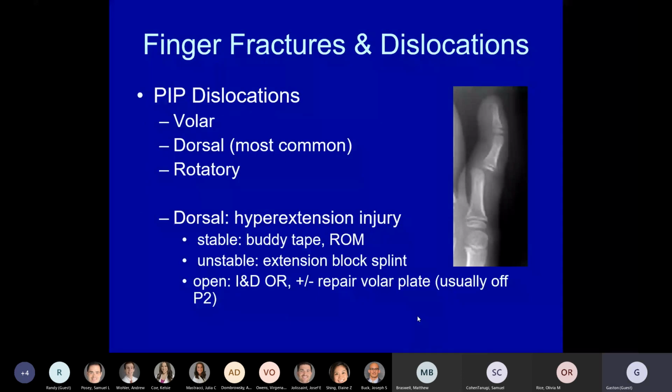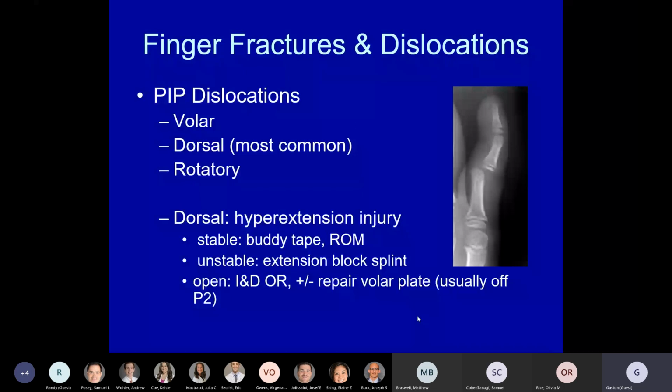All right, finger fractures or dislocations. PIP dislocations, I already told you, volar dislocations are uncommon, but what do they by definition have injury to? Central slip. Can result in boutonniere. Dorsal dislocations are the most common and just need a closed reduction. Rotatory dislocations have two planes that are involved, and usually it's just a third type. They typically still can be closed reduced.